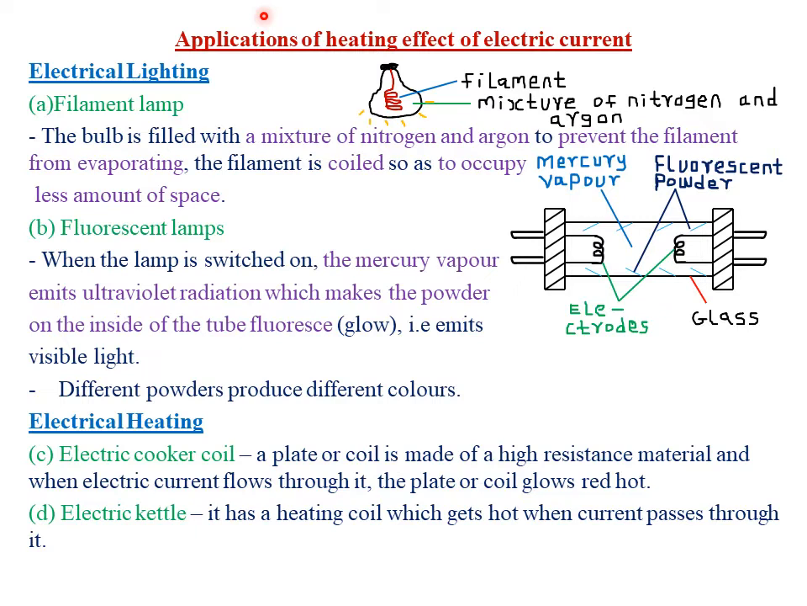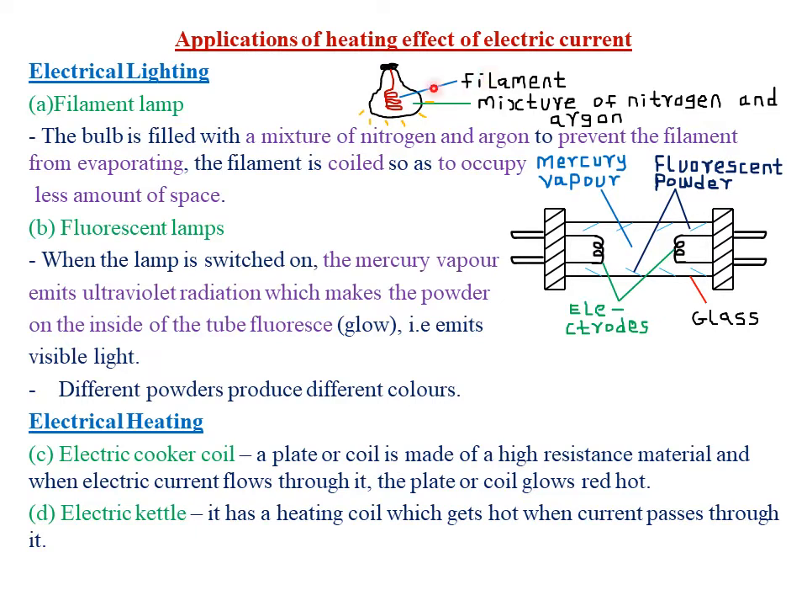So today we're looking at the applications of heating effect of electric current, and the first application we are going to look at is electrical lighting, whereby our first application under electrical lighting is what we call the filament lamp. So this is a typical diagram showing a filament lamp.